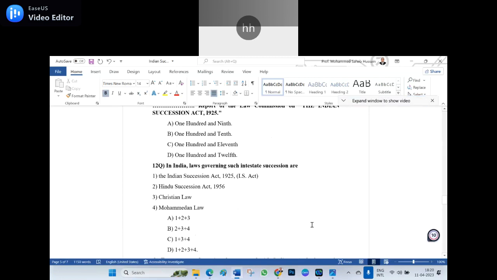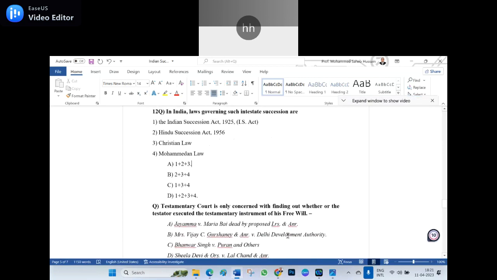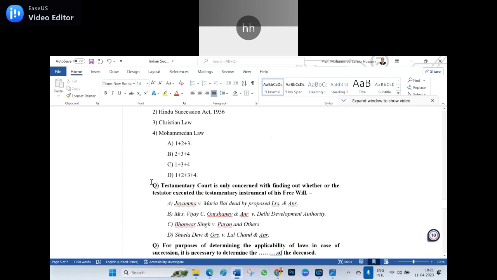C, sir. 1 plus 3 plus 4. It is the right answer. C is the right answer, because Christian law will be dealt with by the Indian Succession Act only. But for Hindus or Mohammedans, the personal law will be applicable. Yes. Now the 13th question.